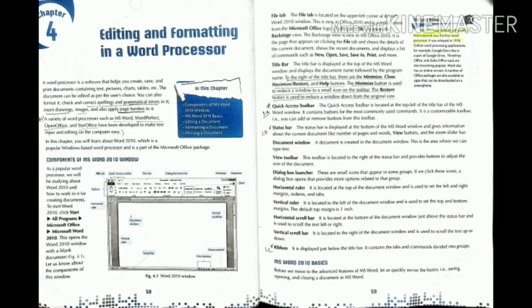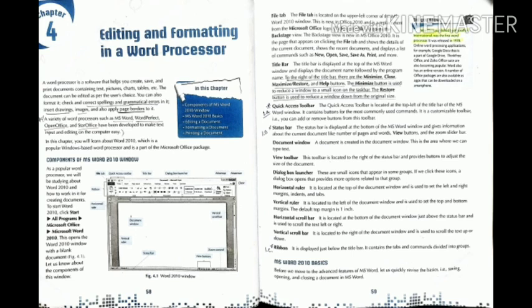Next is the title bar. The title bar is displayed at the top of the MS Word window, and in this title bar you will get the name of the document, and you also have the minimize, maximize, or you can say restore button, and the close button.